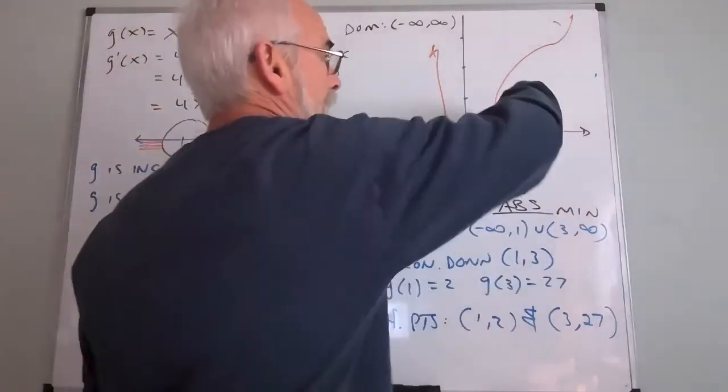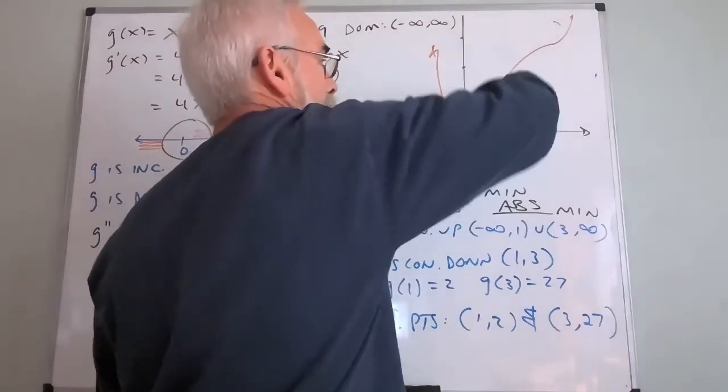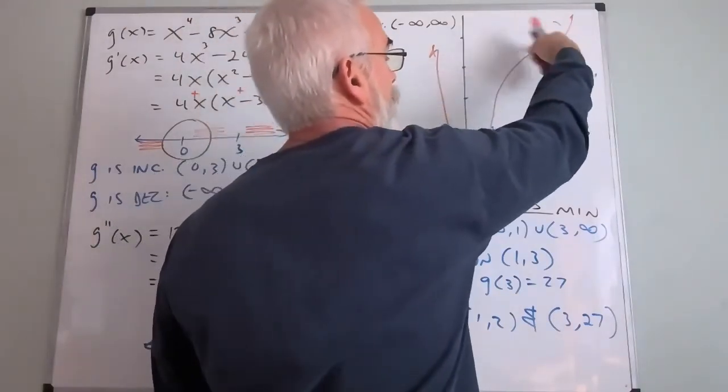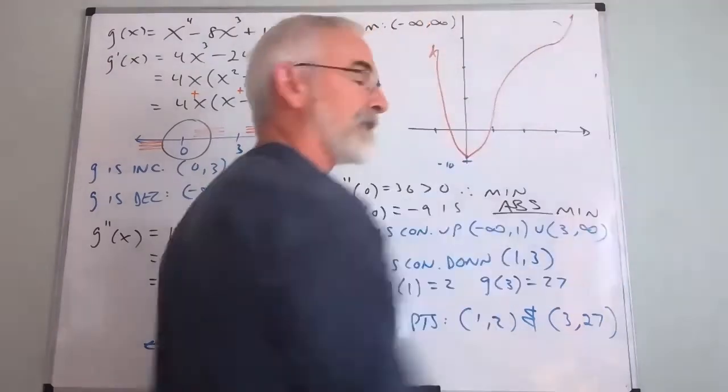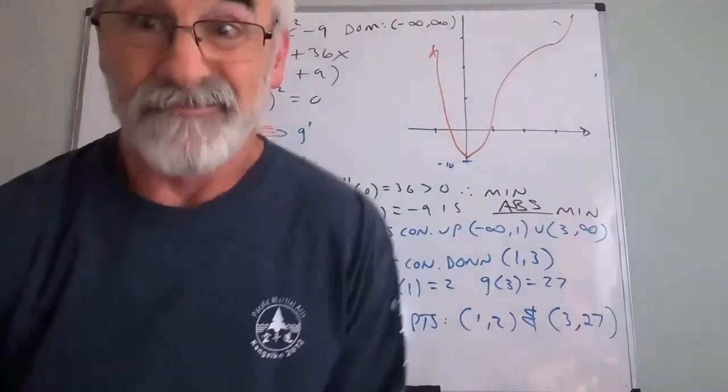Lowest point, inflection point. I went from concave up to concave down. Here I had a horizontal tangent and an inflection point. I went back to concave up. That's it. That's my graph.